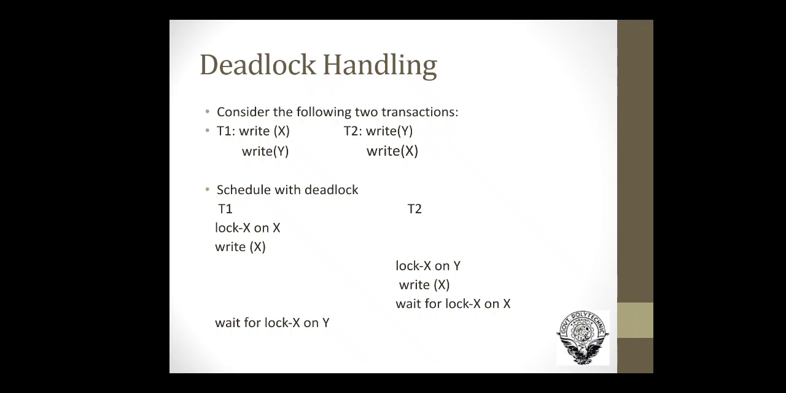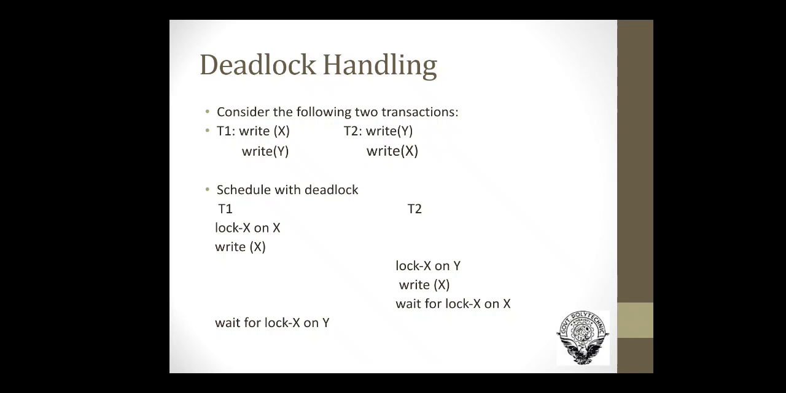Schedules in the database are the sequence of transactions that are executed. In this particular schedule, first the transaction T1 is going to be executed. In transaction T1, the lock on data item X is obtained first of all, and the value of data item X is written in the database. After that the transaction T2 is going to be executed. Here in transaction T2, the lock on data item Y is obtained first of all, and after that the value of data item Y is written.